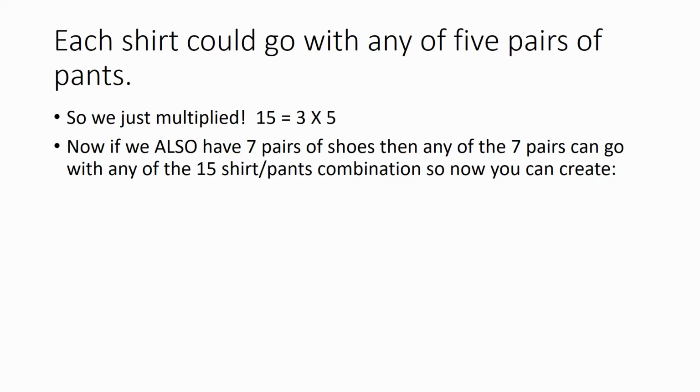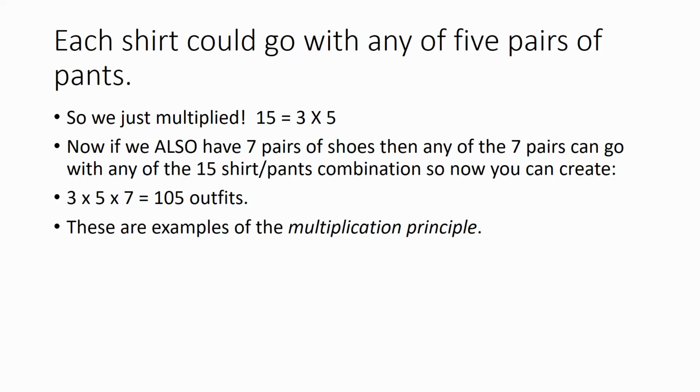Once you get that idea, it's no big movement up to say if you have 7 pairs of shoes, and any of the 7 pairs of shoes can go with any of the 15 shirt pants combinations. So now you can create 15 times 7, or 3 times 5 times 7, 105 outfits. It's just multiplication.